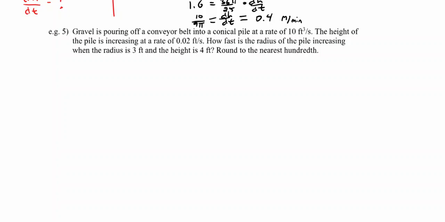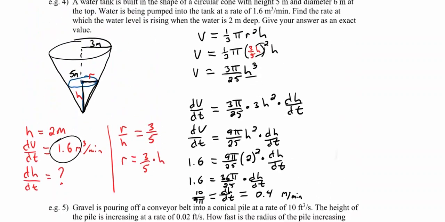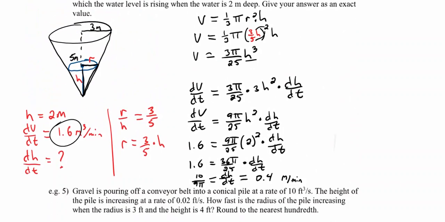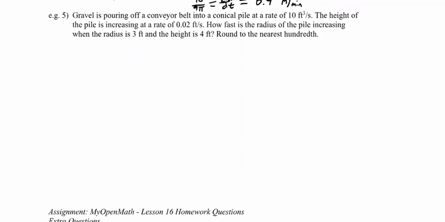Are these two different questions? We're going to be able to do it all in one. You know how I kept alluding to this, saying wouldn't it be annoying if we had to use the product rule? That's what we're stuck with now. So let's draw our picture. It's being poured off a conveyor belt and turning into a pile, and we're approximating that as a cone.